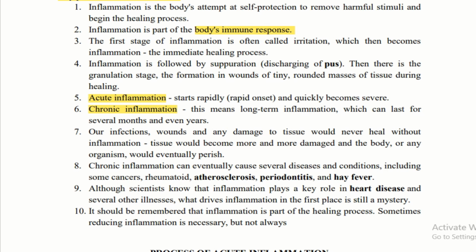Chronic inflammation can eventually cause several diseases and conditions, including cancer, rheumatoid arthritis, atherosclerosis, periodontitis, and hay fever. These are all examples of diseases caused by chronic inflammation. Although scientists know that inflammation plays a key role in heart disease and several other illnesses, what drives inflammation in the first place is still a mystery. It should be remembered that inflammation is part of the healing process. Sometimes reduced inflammation is necessary, but not in all cases.